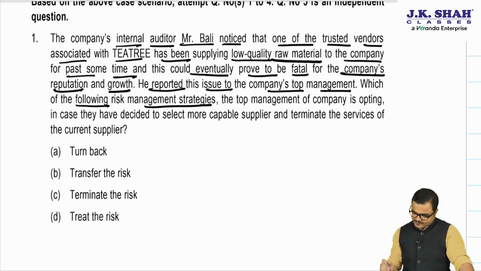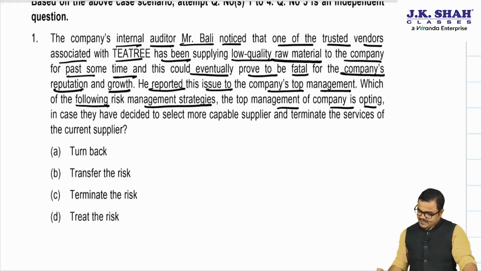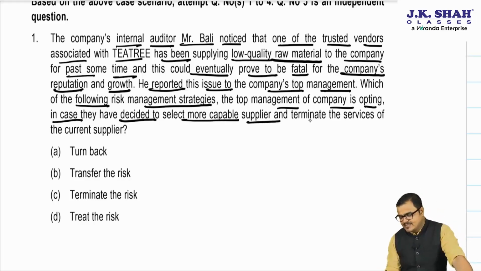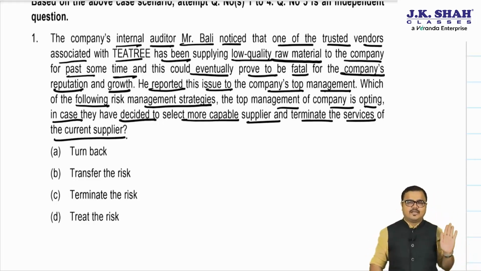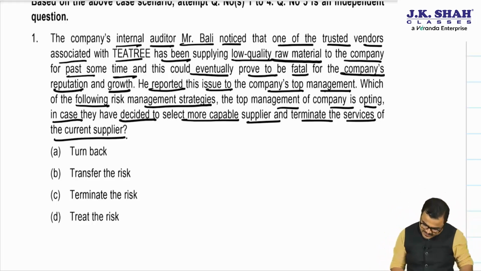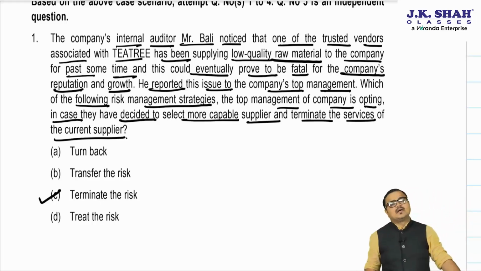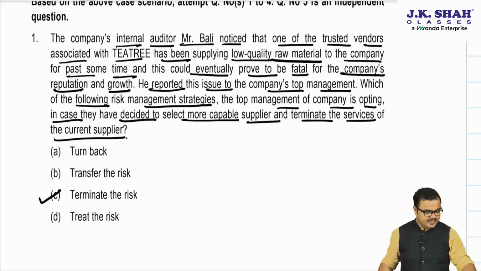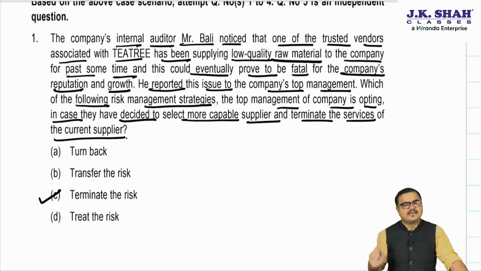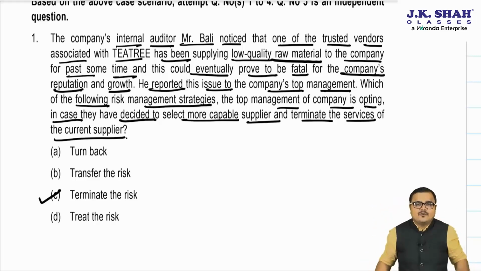Yes, sir. Further, suppose the top management of the company has decided to select a more capable supplier and terminate the services of the current supplier. So the current supplier we will not continue. Okay, we'll go for the next one. So what are we doing? Sir, it's very simple. We are terminating the risk. What are we doing? Sir, terminate or cancel the risk. I hope you remember. Sir, one question also got revised very nicely, that is types of risk management strategies. Do you agree with me?